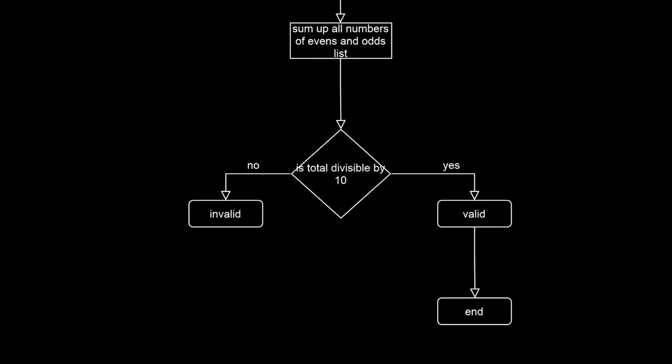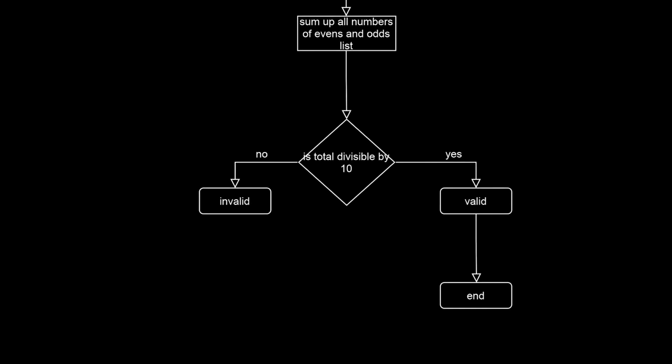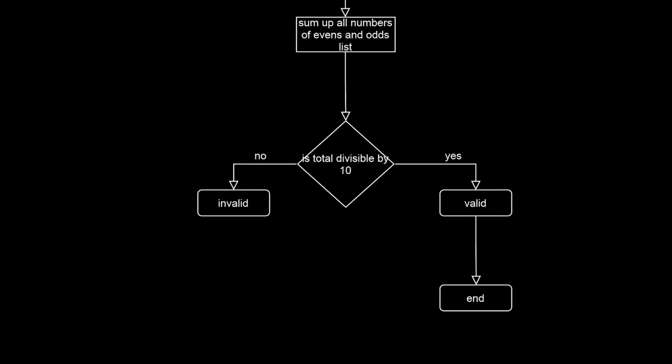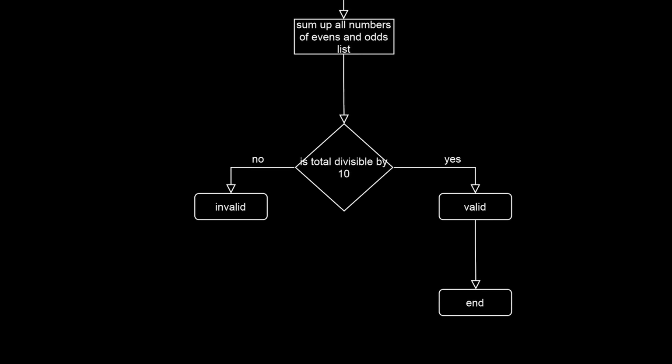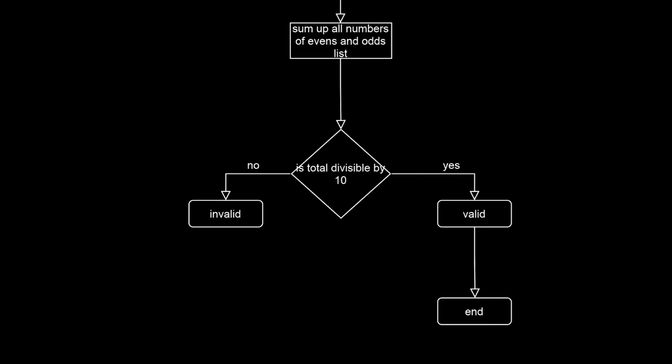And then we sum up all numbers of evens and odd lists. And if the total is divisible by 10, then our code is valid, and that's where the code ends. And if it's not divisible by 10, then our code is invalid.